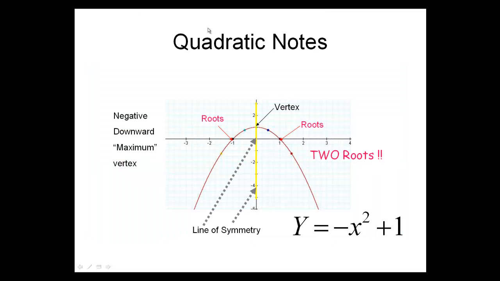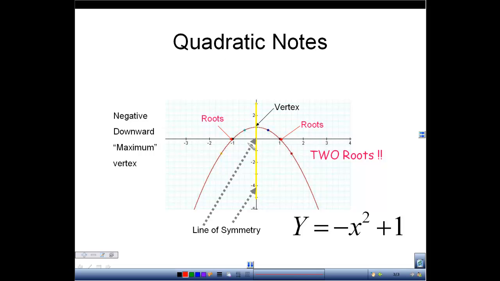This is a negative quadratic. It goes upside down, and your vertex is a maximum. It's downward. Same formula, except I put a negative sign on the 1x squared. The line of symmetry goes up and down in the middle. This one has 2 roots, which are also called the x-intercepts and the solutions.